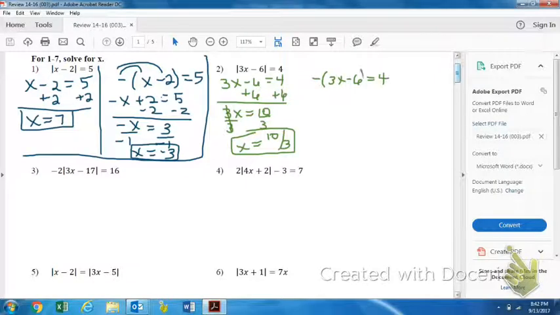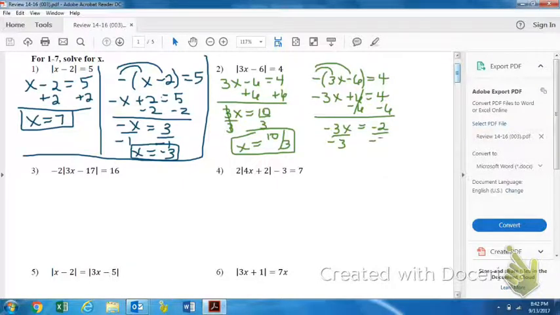So we go to the negative version, and you have negative 3x plus 6. Oops, let me erase that. We're going to distribute the negative to both of them, and that's negative 3x plus 6 equals 4. Subtract 6 from both sides. Bring down the negative 3x. And you end up with negative 2 over here. Well, to get the x by itself, you divide both sides by negative 3. And x equals positive 2/3.